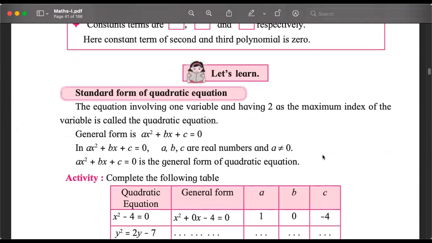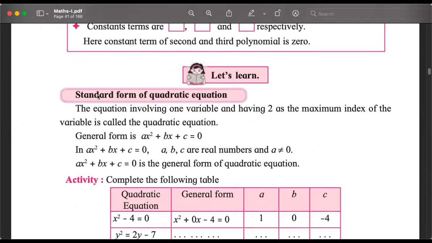Then check your textbook and tell me, what does it say here? Does it say standard form or does it say general form? Please check and write in the chat. On page number 31, what is the heading? Standard or general? Standard, right? Okay. Correct it, change it to general. I'll tell you why. All of you, change it to the general form.